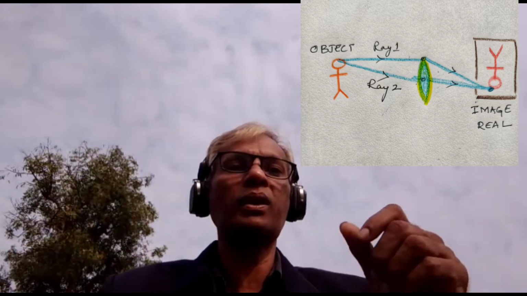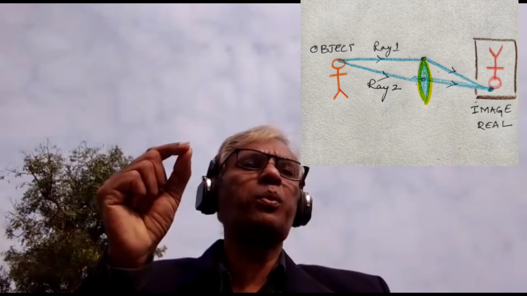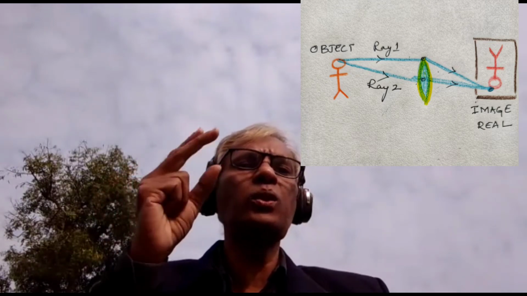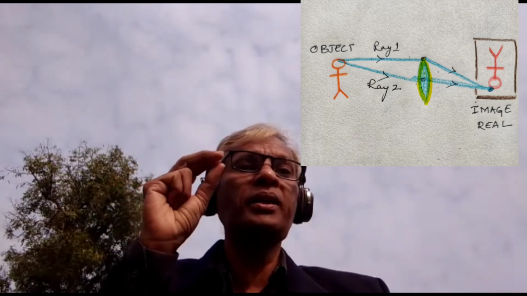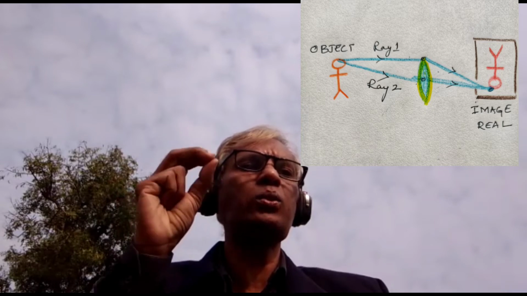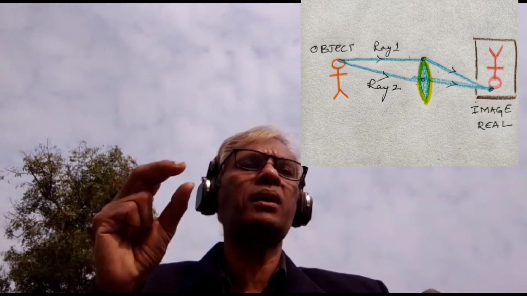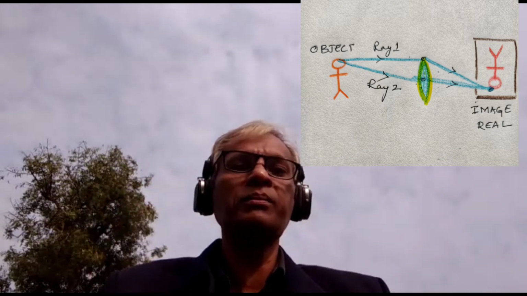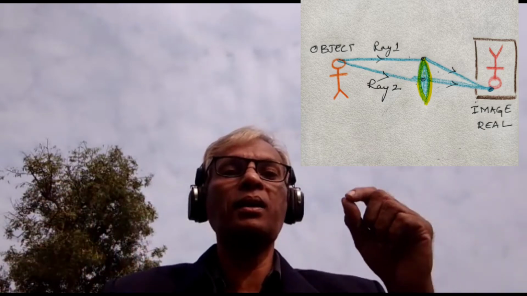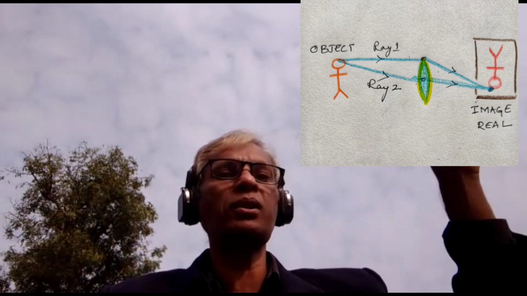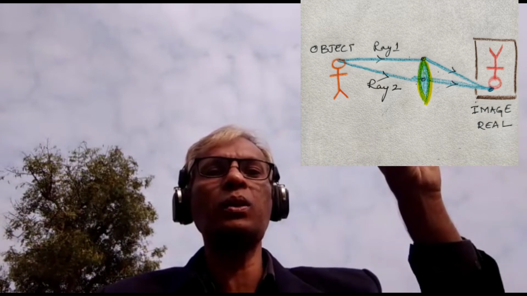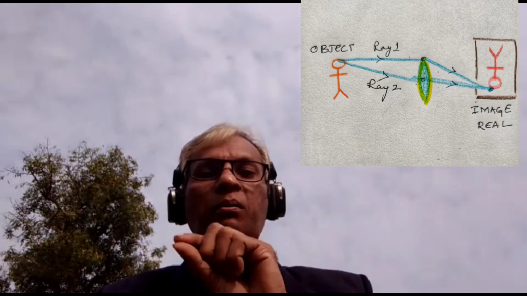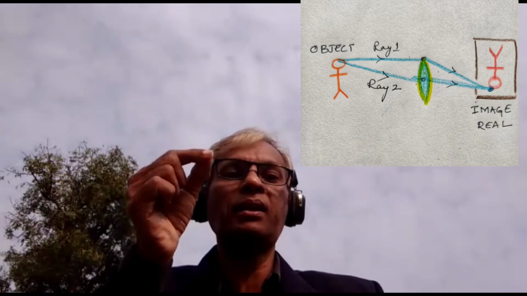Now we can understand what an image is. It is the point where at least two light rays actually meet or appear to meet. So an image is formed wherever two light rays come and meet at a point.